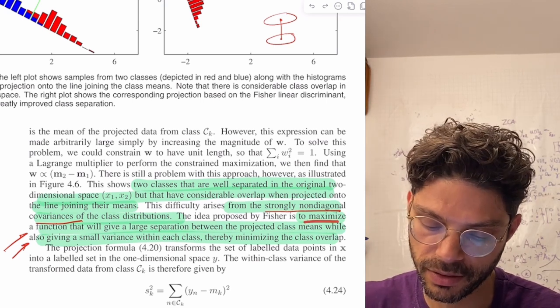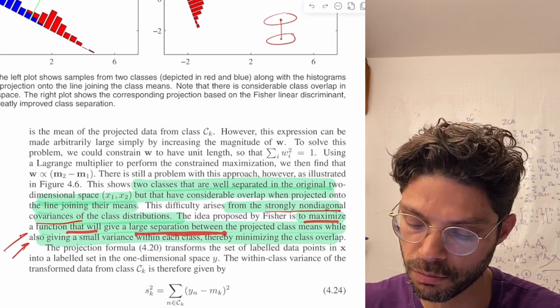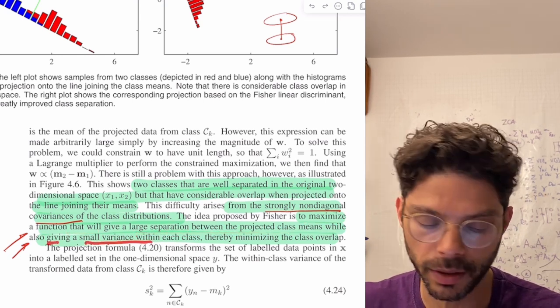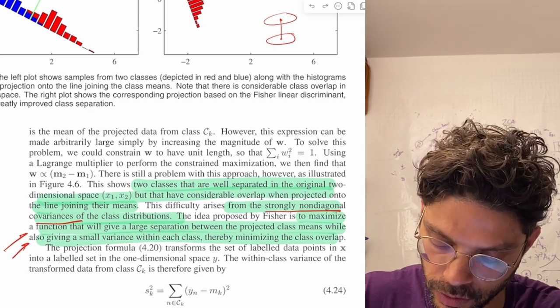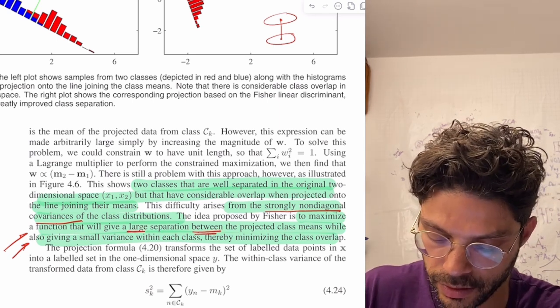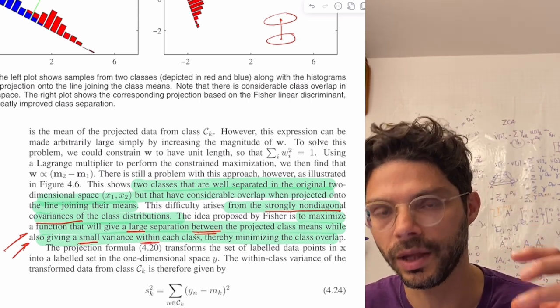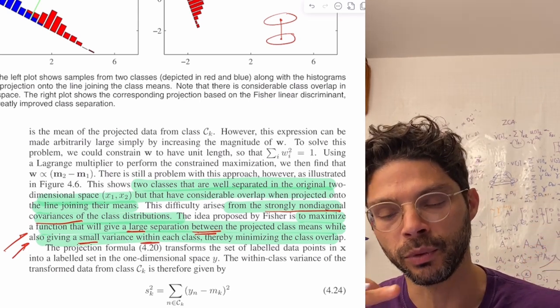is to maximize a function that will give a large separation between the projected class means while also giving a small variance within each class. So it's going to be large separation between and small within each. So you want them to be tight. You want to project so that within classes they're very tight, but between classes they're far apart.